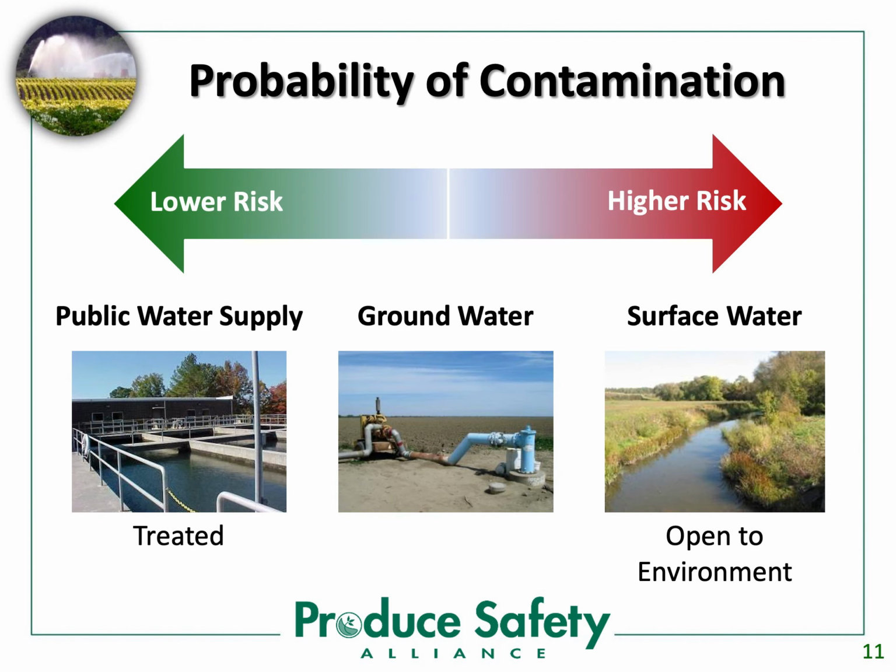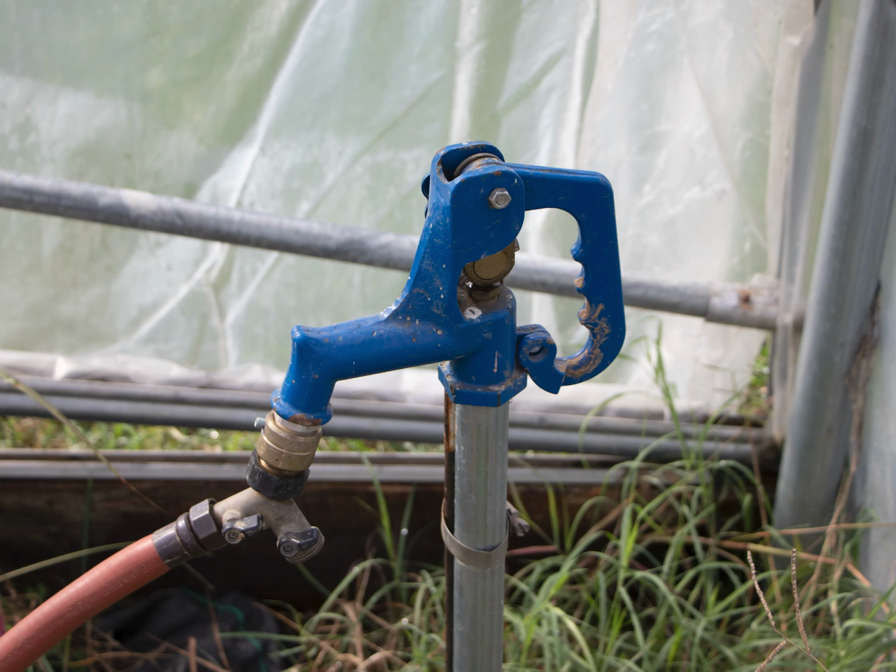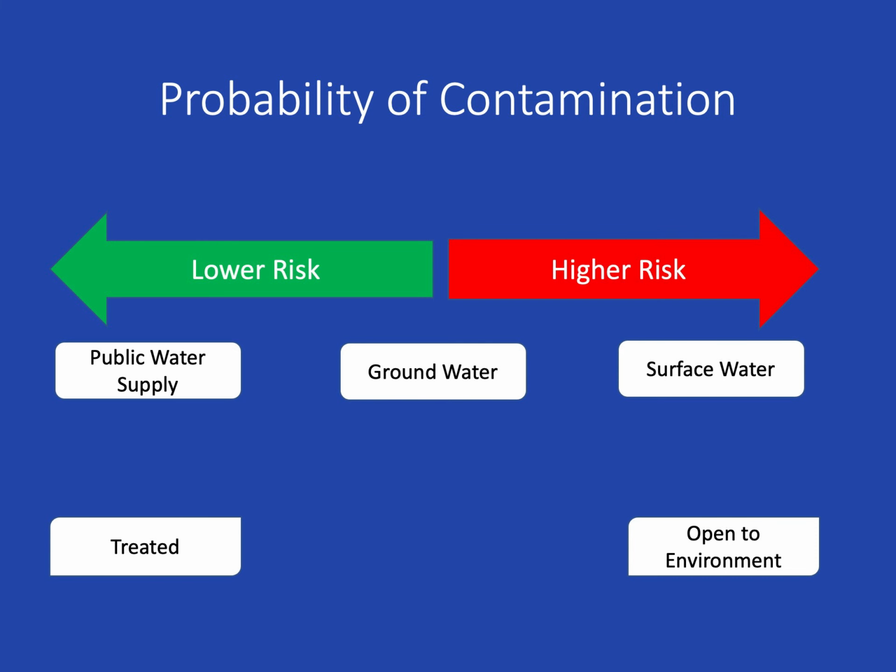Production water primarily comes from three sources, with each source having a different level of risk for contamination. The first source is a public water supply, which is the least risky of the water sources because that water is treated and routinely monitored for any contamination. Groundwater or well water is the second source for water and has a greater probability of being contaminated than water from a public water supply because it's not treated. However, groundwater is filtered naturally by the soil, rock, and clay, and therefore the probability of contamination is low.